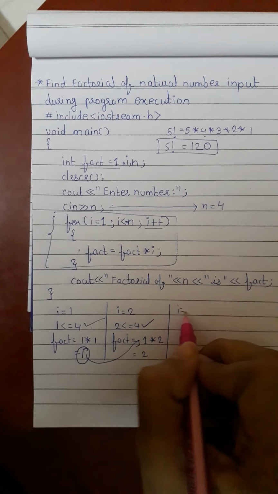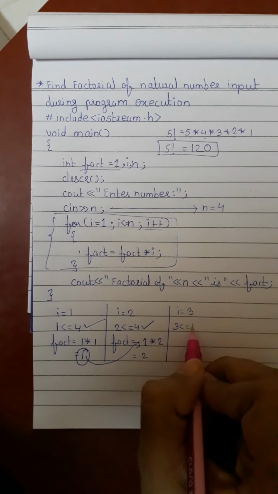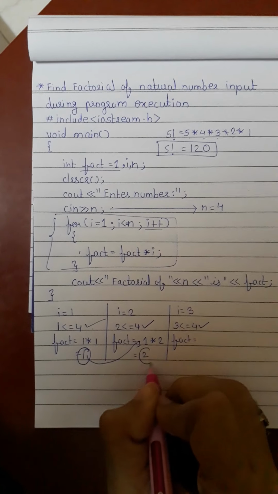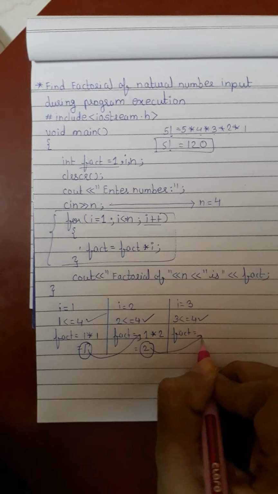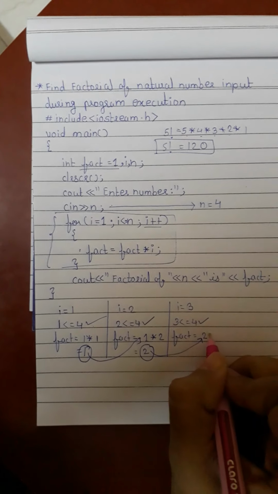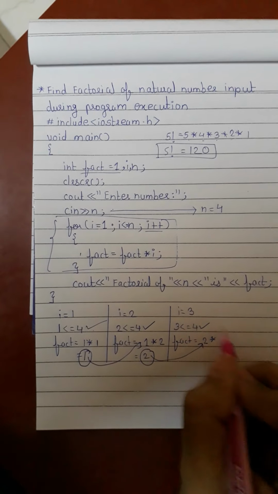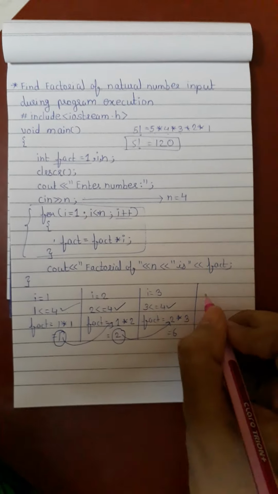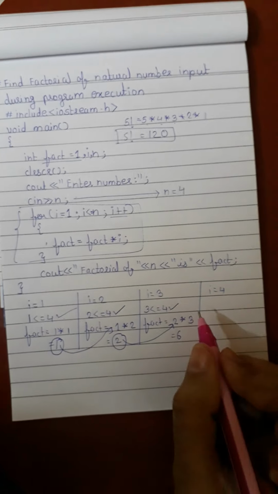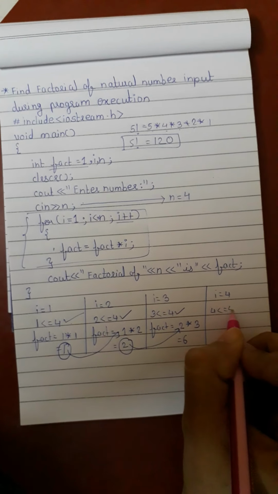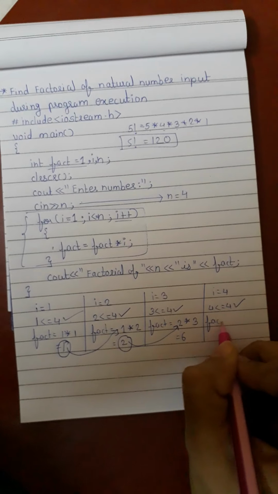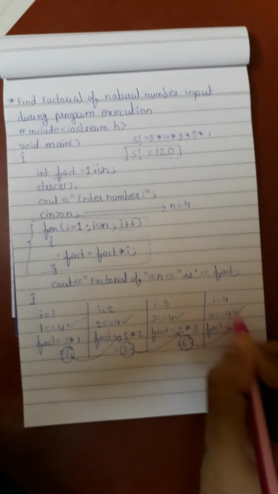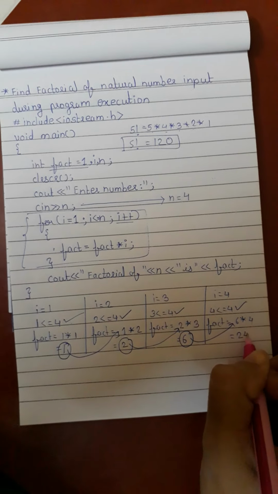Similarly, i equal to 3. 3 less than equal to 4, again the condition is true, because of which fact equal to fact into i. So the previous iteration fact, that is 2, will be taken for the further iteration, and into i's value, that is 3, that is 6 answer we will get. Again because of i plus plus, i will be 4. Then 4 less than equal to 4, again the condition is true, because of which fact equal to the previous answer, that is 6 into i, that is 4, that is 24.